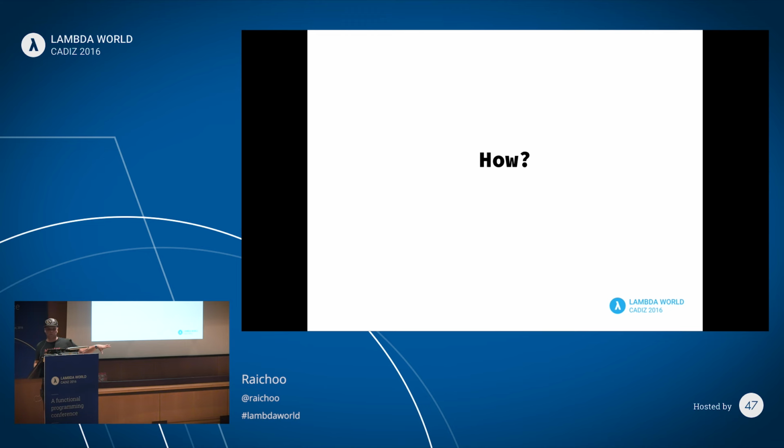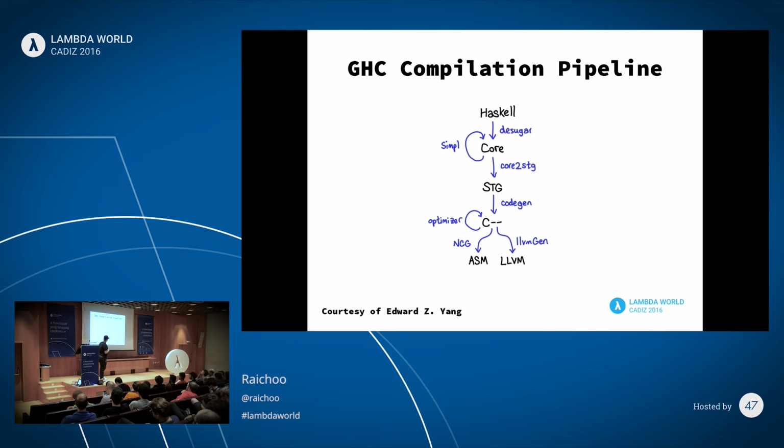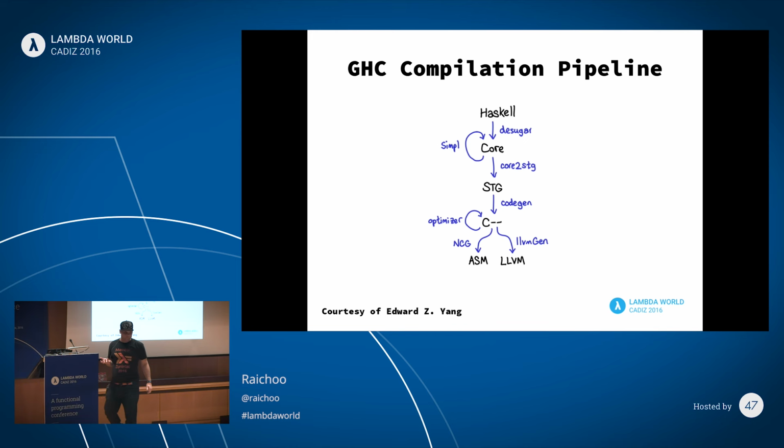So how does GHC actually do stuff like laziness? There's a lot of stuff going on if you compile Haskell. So with GHC, first the sugar is removed, and we have this intermediate language called Core, which is pretty small. It's a dialect of System F, if you've heard of that. We do a lot of optimization on the Core, and then we emit something called STG, which means spineless tagless G-machine. The tagless is actually a lie, but I'm not going to talk about this today.